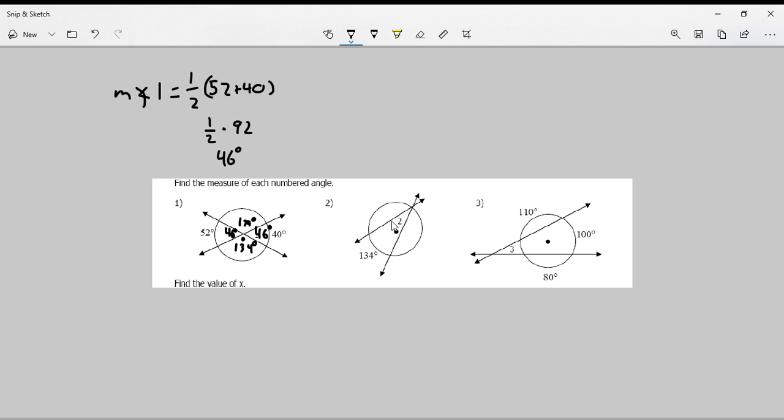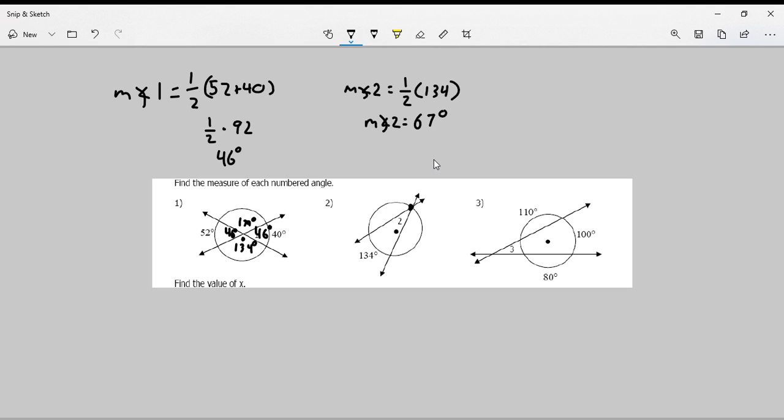All right, the second one, this is on the circle, right? So all we know is that the measure of angle 2 is equal to 1/2 of its intercepted arc, which is 134. So half of 134 is, what is that, 67? I hope it's 67. Measure of angle 2 is equal to 67 degrees.